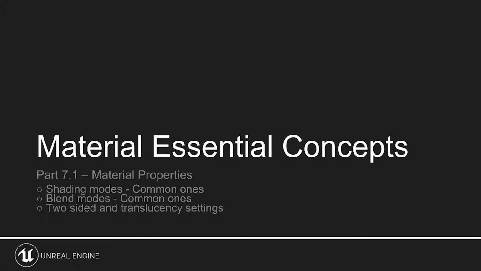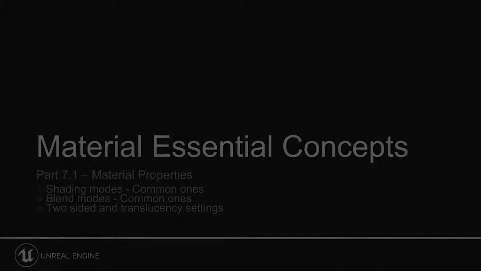Welcome. In this chapter on material properties, we're going to take a look at some of the most common material properties we have available in the material editor, which means the shading modes, the blend modes, and two more important sections, one on two-sided and some translucency settings. Let's switch to the level.